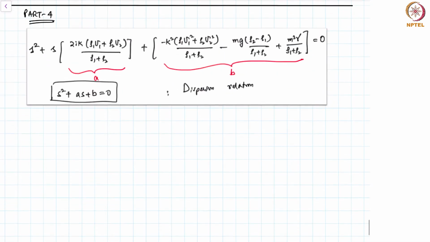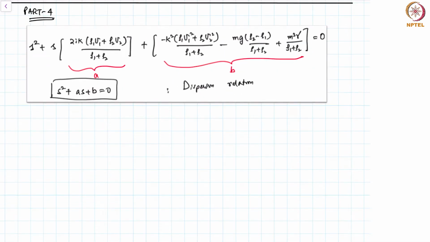Now let's look at part 4, the final part, which is the case where you have different velocities. I have again written down the general dispersion relation that we have already seen, for your benefit. This is the quadratic equation that we have. We'll now be looking at the Kelvin-Helmholtz instability.